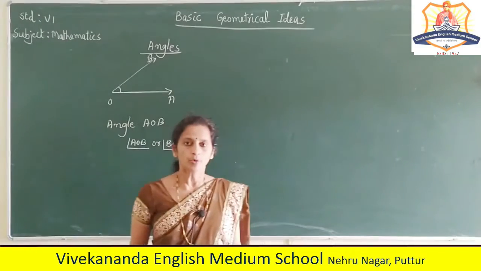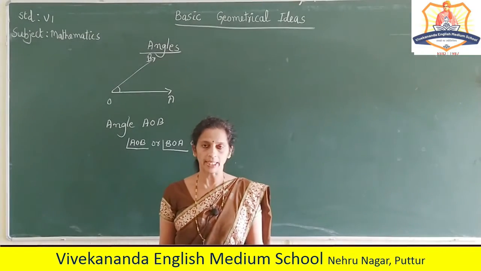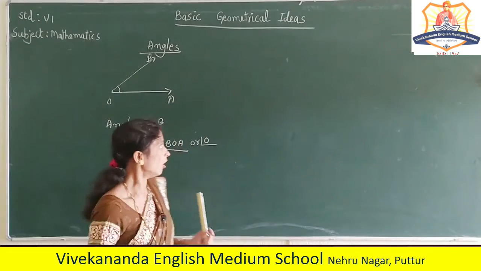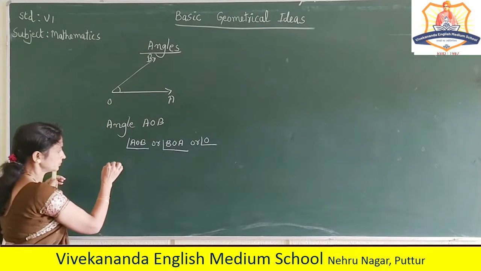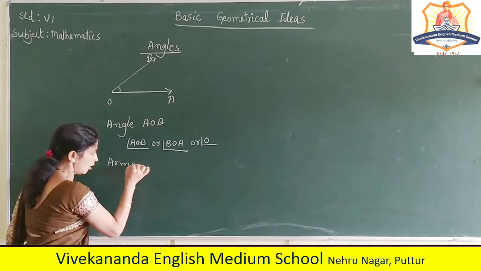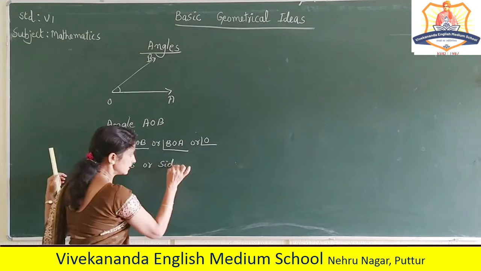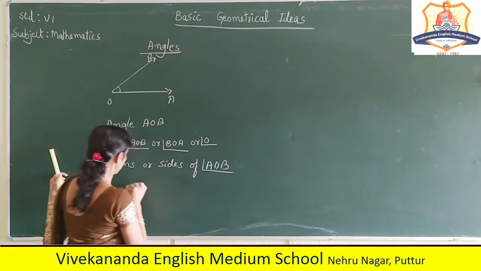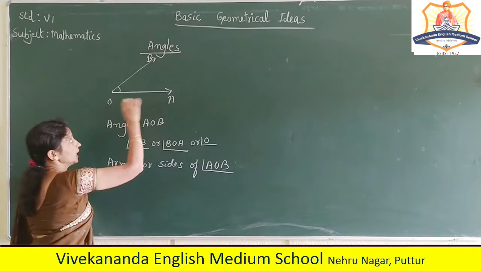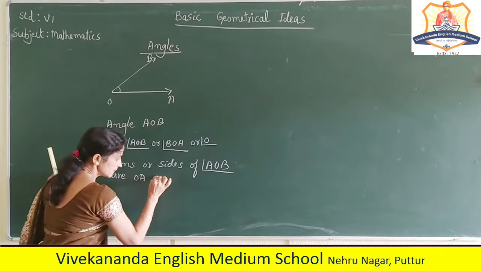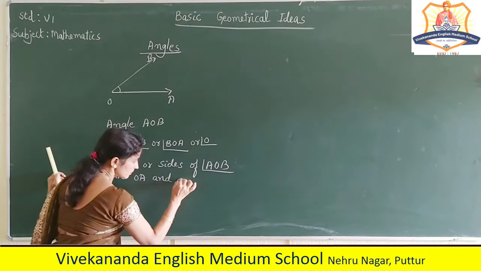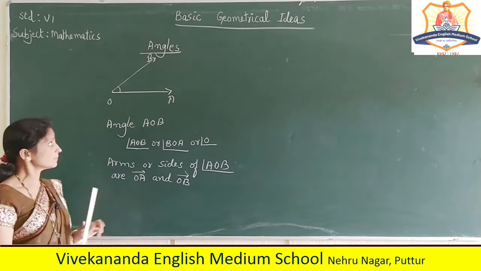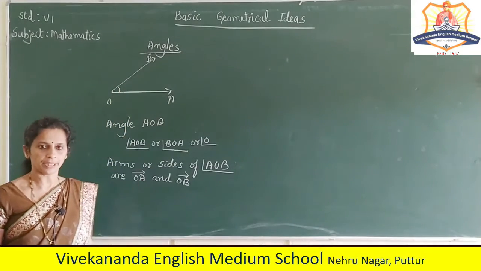Now what do we call OA and OB? As I told you, OA and OB are the two rays, or we call them the arms of the angle, or sides of the angle. The arms or sides of the angle AOB are OA and OB. We mention OA and OB are the arms of the angle AOB.